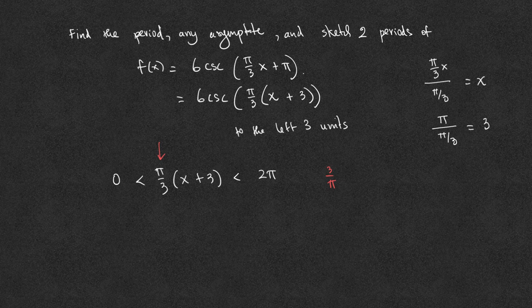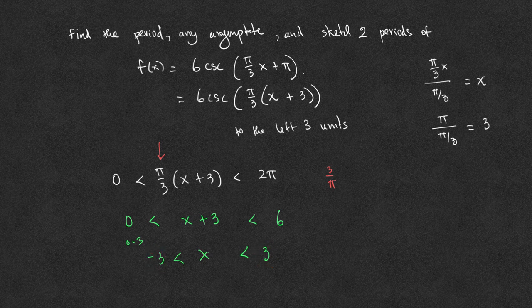0 times 3 over pi is 0. The middle part is now x plus 3 because pi over 3 times 3 over pi cancelled out. And 2 pi times 3 over pi is now 6. We then isolate x to get 0 minus 3, which is negative 3, less than x less than 6 minus 3, which is 3. The period of this function is 6 because 3 minus negative 3 is 6.